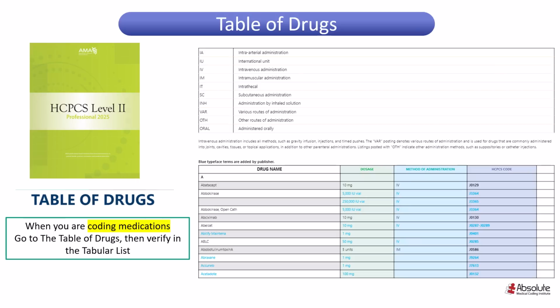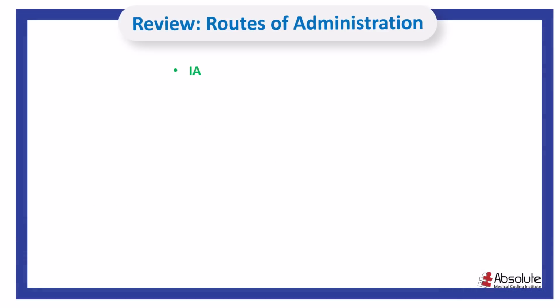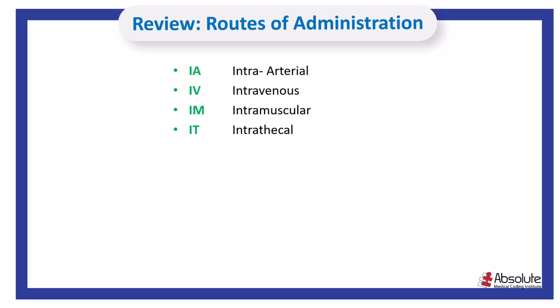All right, so one of the things you need to do is determine the route of administration. So let's go ahead and review them. The routes are here, and these are the abbreviations. Now let's put it up close so you can see it. IA. When you see IA, that means intra-arterial. That means it went through the artery. IV, intravenous, through the vein. IM, intramuscular. IT, intrathecal. That's at the base of the spine.